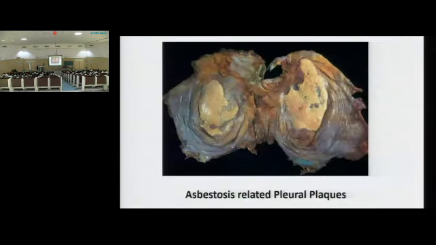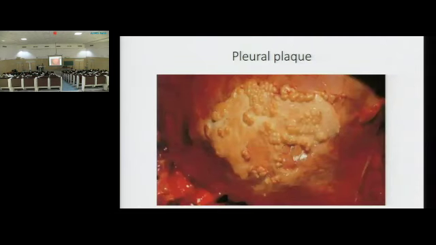This picture is given in Ravi's. This is asbestosis-related pleural plaques towards the diaphragmatic side. These are both lungs, and you can see these are pleural plaques. This is another image of the pleural plaques. You can see these nodule formations also. So there will be pleural plaques and nodules.